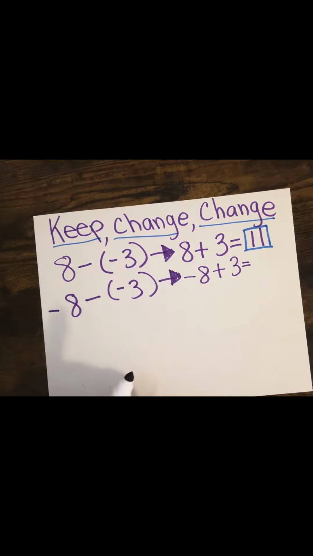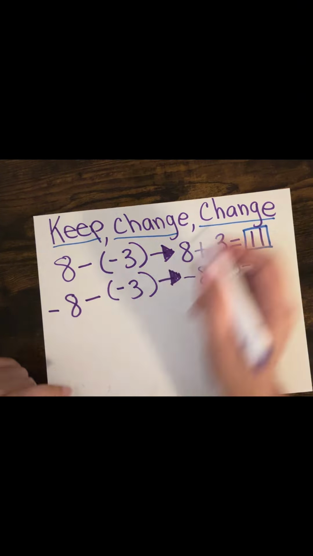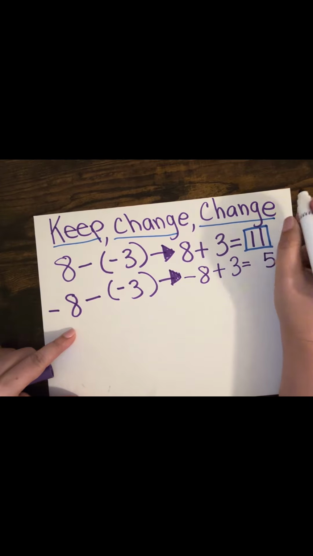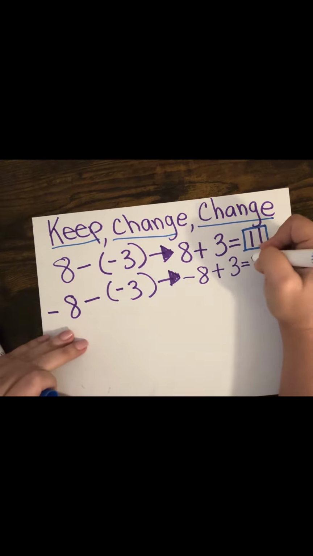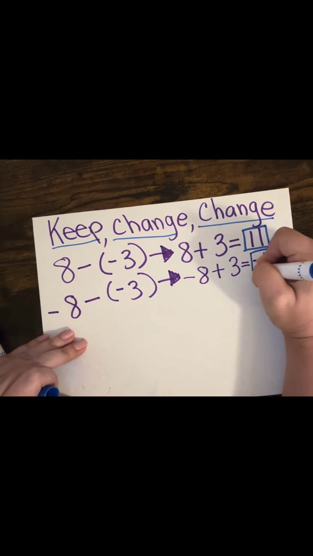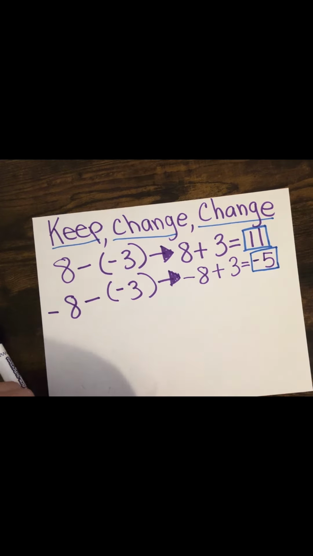So look what we have here. We created a new problem. We are now adding a negative and a positive. And when you are adding a negative and a positive number, the rule says that you are actually going to subtract and keep the sign of the larger number. So if we subtract 8 minus 3 gives us 5, the larger number is negative, so our answer is also going to be negative. And this is going to give us a solution of negative 5. Negative 8 minus negative 3 gives us negative 5.